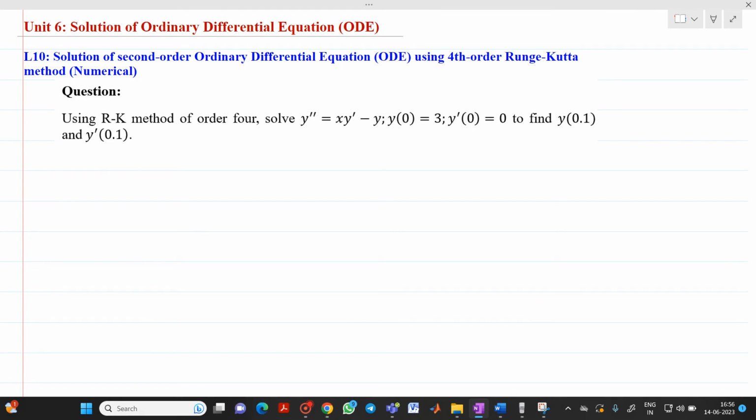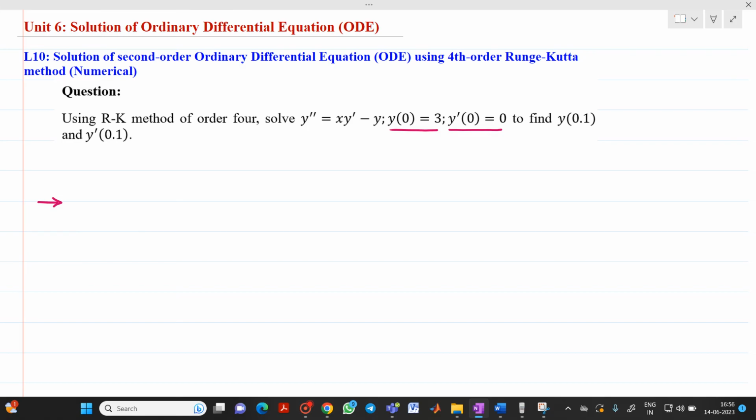In this video lecture, we are going to discuss the solution of a second order ordinary differential equation using the fourth order Runge Kutta method. So let's see, this is the function: y double dash equal to xy dash minus y. Given is y of 0 equal to 3 and y dash of 0 equal to 0. Now we have to find the value of y of 0.1 and y dash of 0.1.